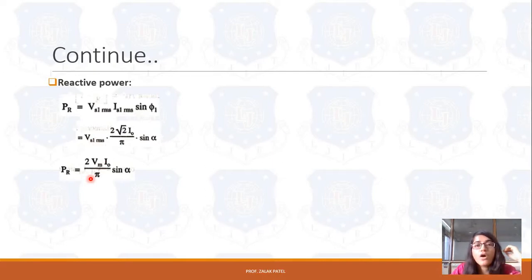So these are all the parameters or analysis of full wave converter. In the next session we will discuss some examples related to it.